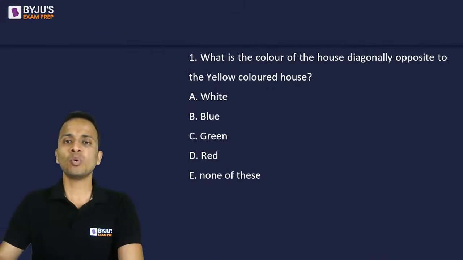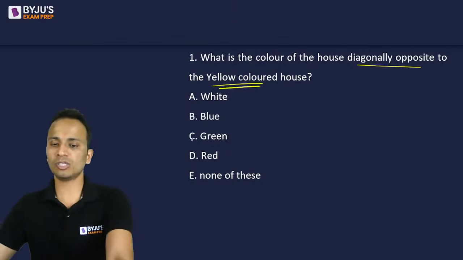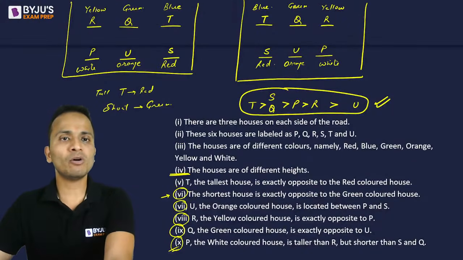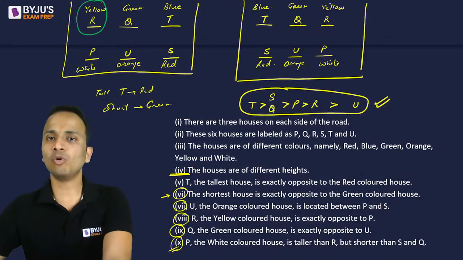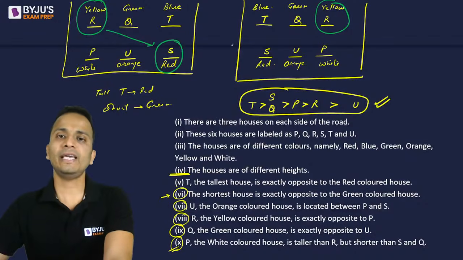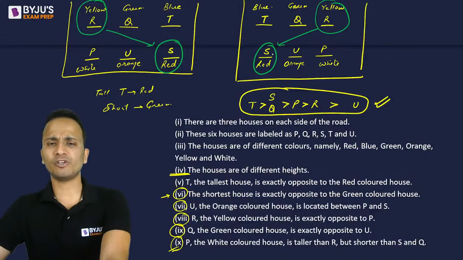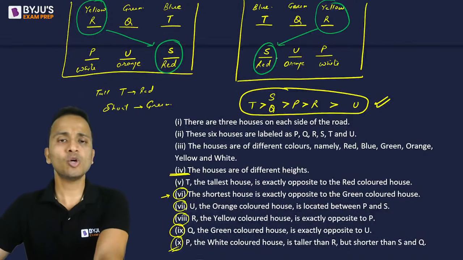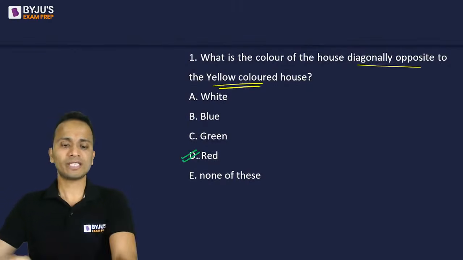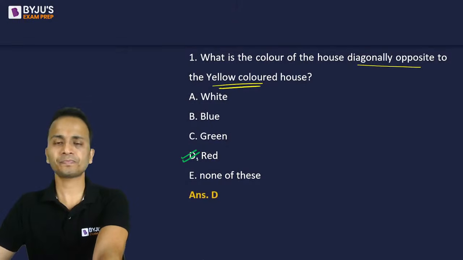So the first question is, what is the color of the house diagonally opposite to the yellow colored house? So diagonally opposite to the yellow colored house. So where is the yellow colored house? R in both the cases. And which one is diagonally opposite to it? S, and in this case it is also S. So there will be a unique answer for this. So the answer will be S, whose color is red. Okay, so we have to determine the color. So the correct answer will be red. That is option D. All right.